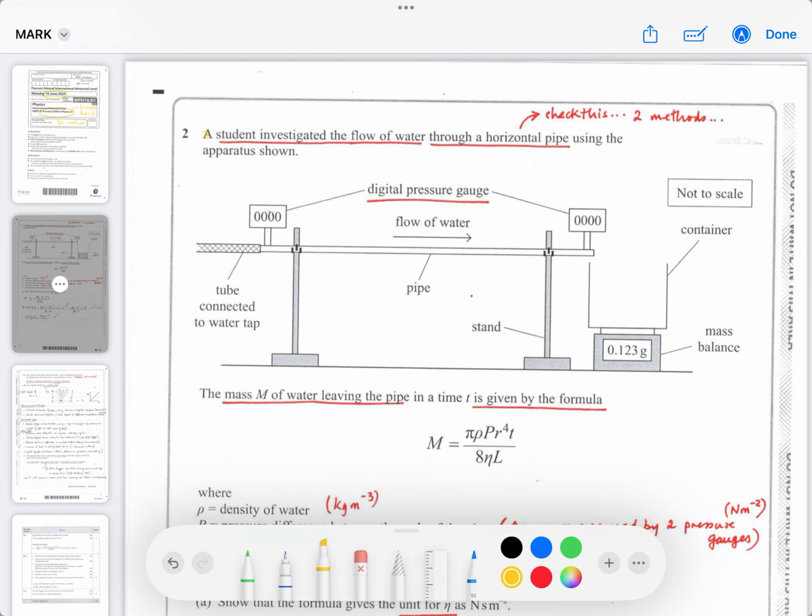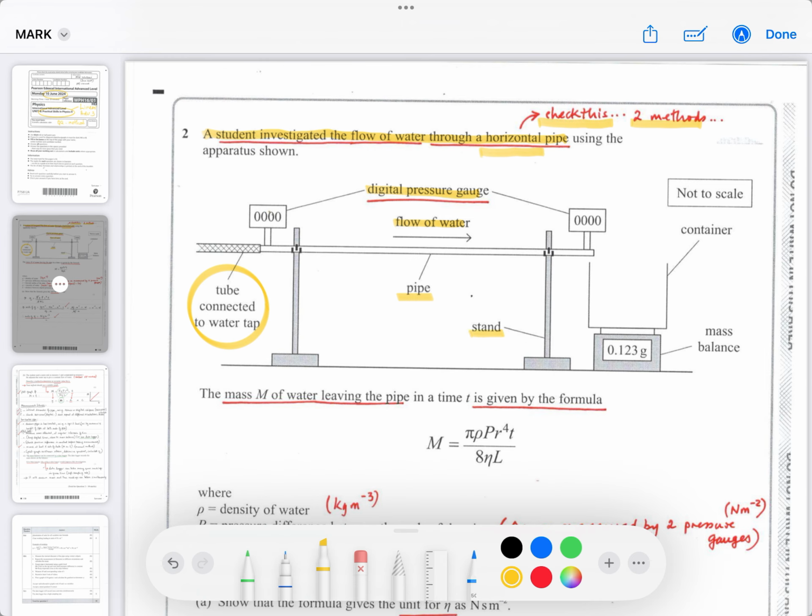So it says a student investigated the flow of water through a horizontal pipe using the apparatus shown. Now I've just put a note here for myself. Check this. There are 2 methods to ensure the pipe is horizontal. So what have you got? You've got digital pressure gauges at each end of the pipe, and the flow of water is from the left to the right. This tube is connected to a water tap, and the pipe has an internal diameter and is held up by 2 stands.